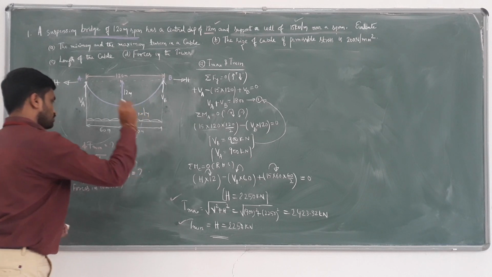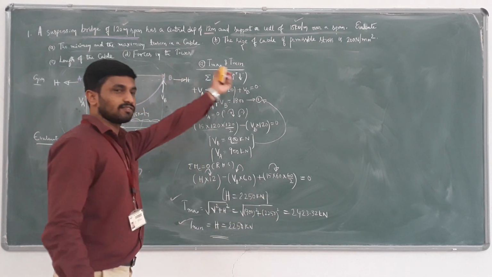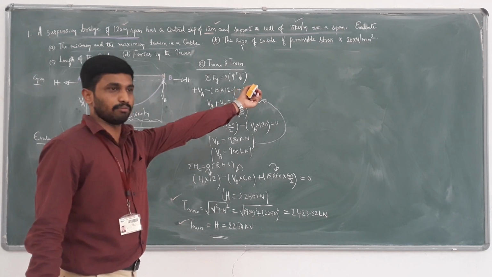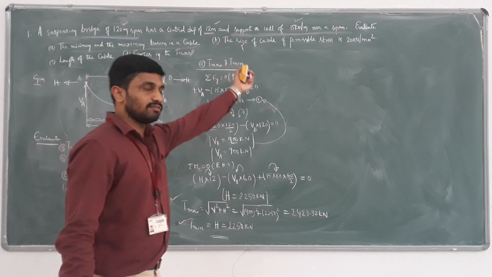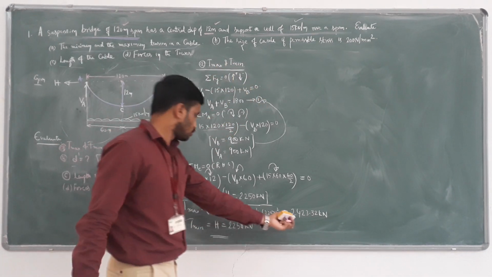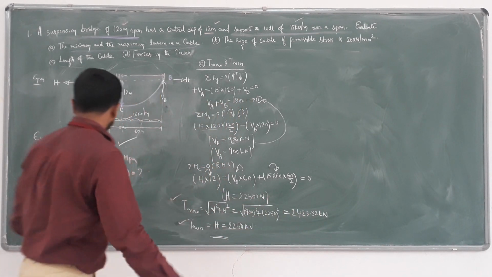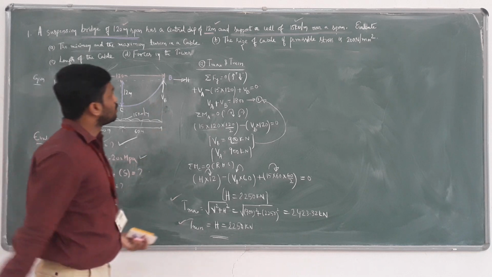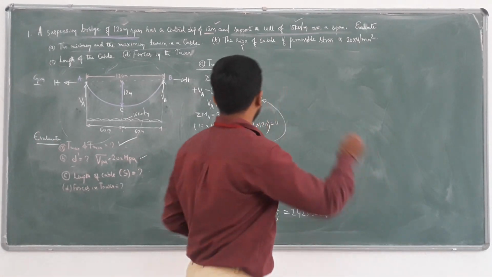So we evaluated T max as well as T minimum. This concludes the first part, part A, computation of T max and T minimum: the maximum tension developed in the cable and the minimum tension developed in the cable. T max is 2423, T minimum is 2250. Next we move on to the size of the cable, part B.